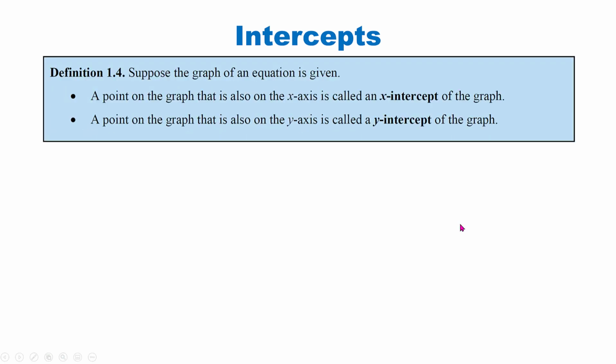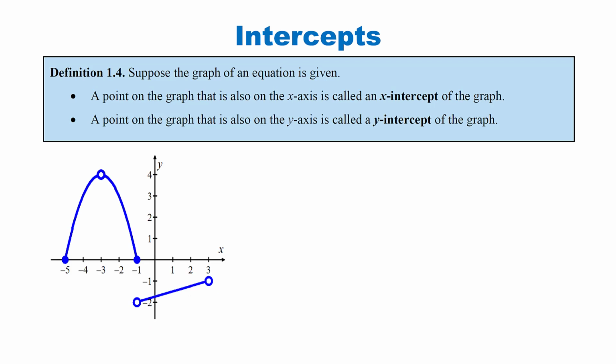Let's go ahead and get started with intercepts. Suppose a graph of an equation is given, as we have here. A point on the graph that is also on the x-axis is called an x-intercept of the graph. So the x-intercepts on this graph are (-5, 0) and (-1, 0). Note that they're points, not numbers.